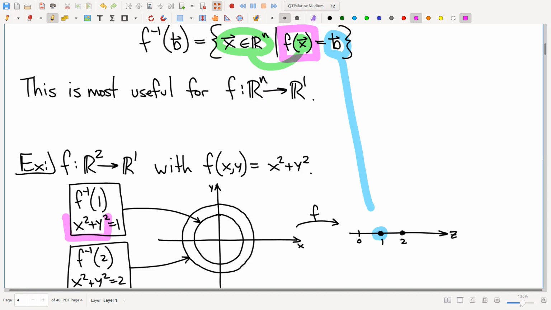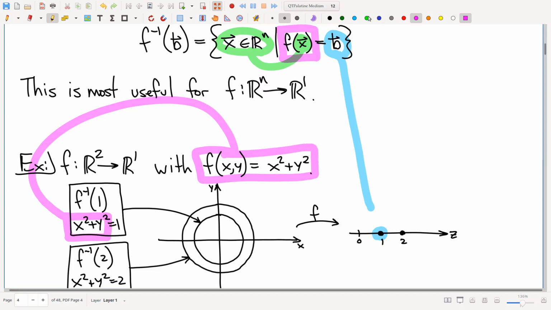Here's the output values from the function that need to be equal to my selected point in the target. F of x equals whatever I've selected on the right. So x squared plus y squared equals 1, and in this case, that's actually pretty easy to understand. That is just this circle. It's the unit circle in the xy plane.